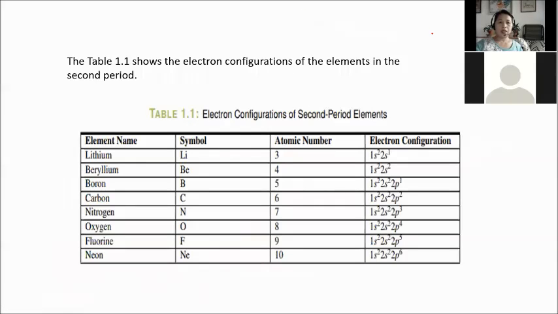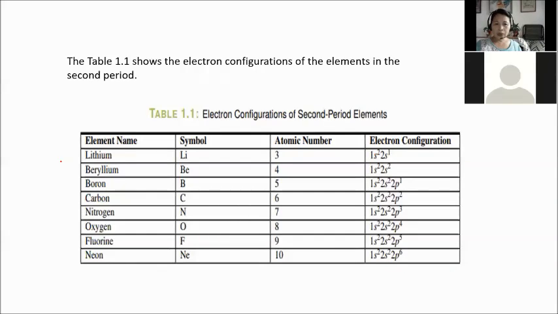Okay, so we have this electron configuration of second period elements. Starting from lithium, atomic number 3, so we have 1s2 and 2s1. Next is beryllium 4, 1s2 and 2s2. Boron 5, 1s2, 2s2, and 2p1. Carbon 6, 1s2, 2s2, and 2p2. While nitrogen 7, so 1s2, 2s2, and 2p3. Neon, atomic number 10, 1s2, 2s2, and 2p6.